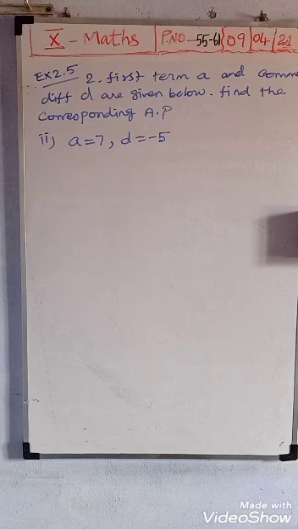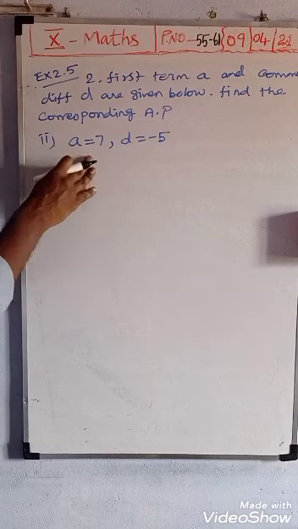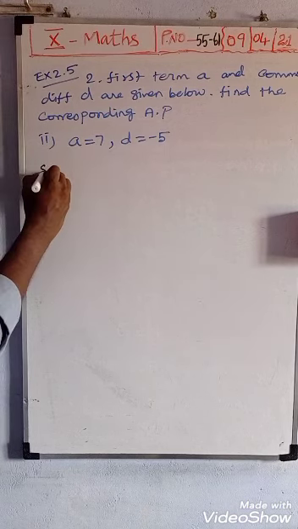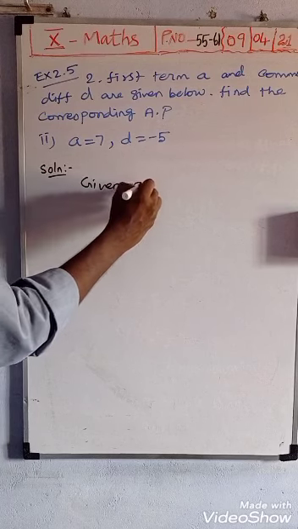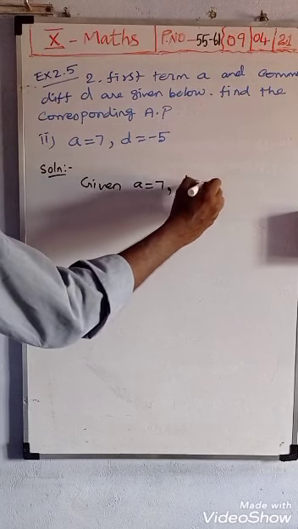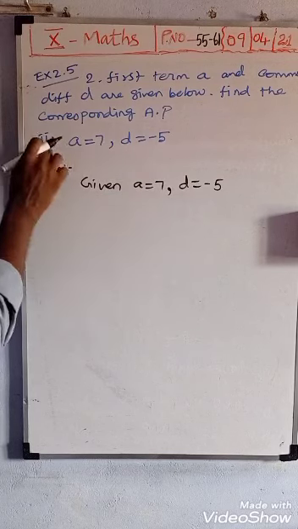Find the corresponding AP. We want to find the corresponding arithmetic progression. The question is, given the first term and common difference, see the solution. Given A is equal to 7, D is equal to minus 5.